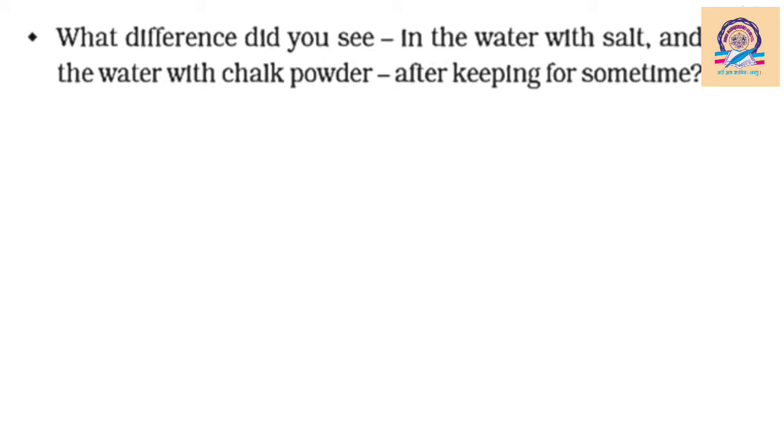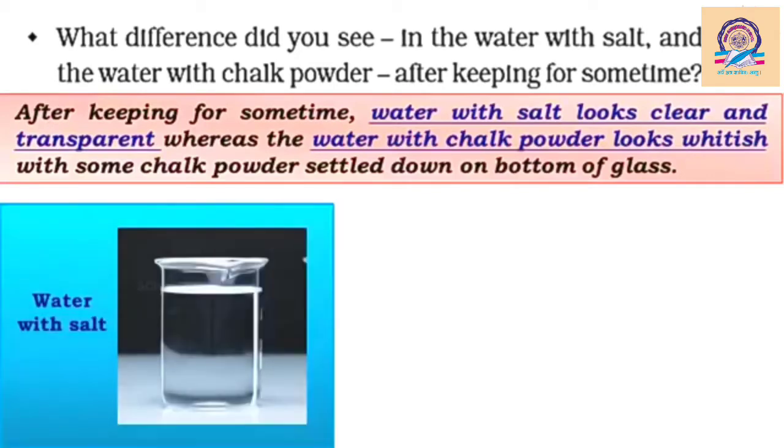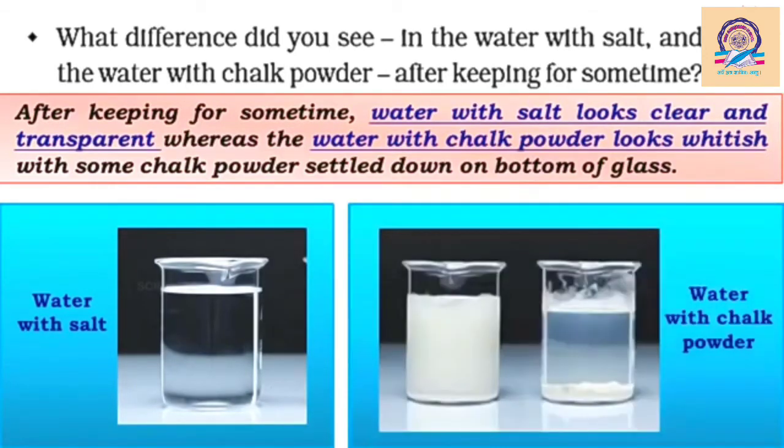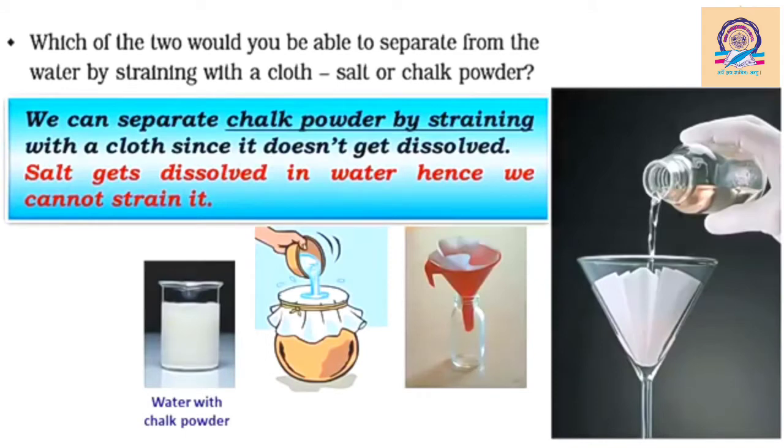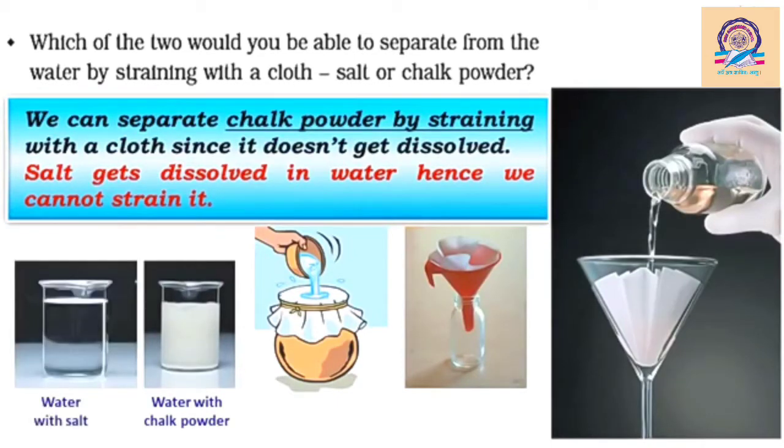What difference did you see in the water with salt and the water with chalk powder after keeping for some time? After keeping for some time, water with salt looks clear and transparent, whereas the water with chalk powder looks whitish, with some chalk powder settled down on the bottom of the glass. Which of the two would you be able to separate from the water by straining with a cloth, salt or chalk powder? We can separate chalk powder by straining with a cloth since it doesn't get dissolved. Salt gets dissolved in water, hence we cannot strain it.